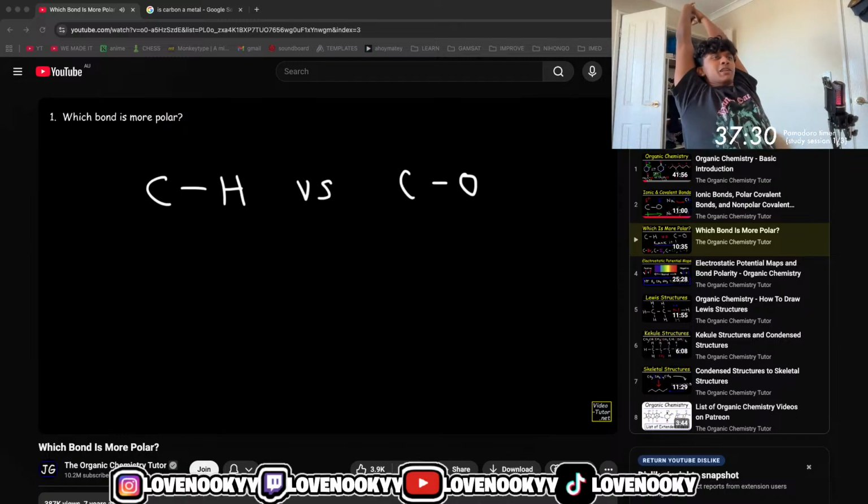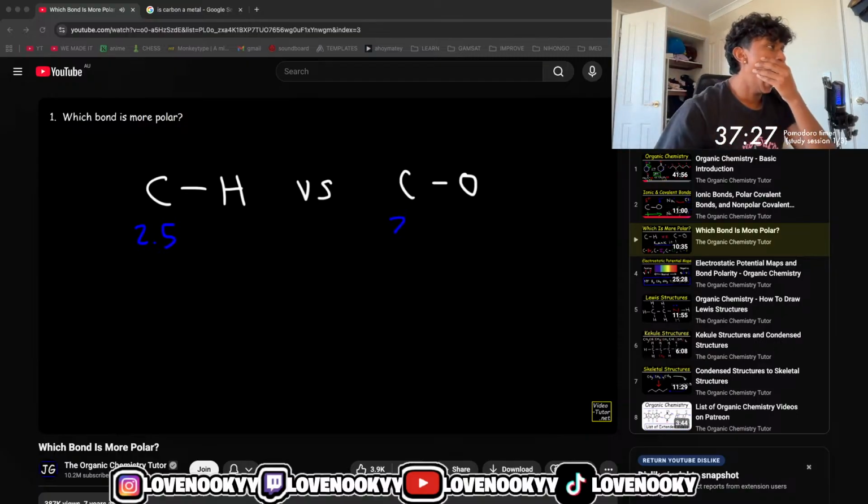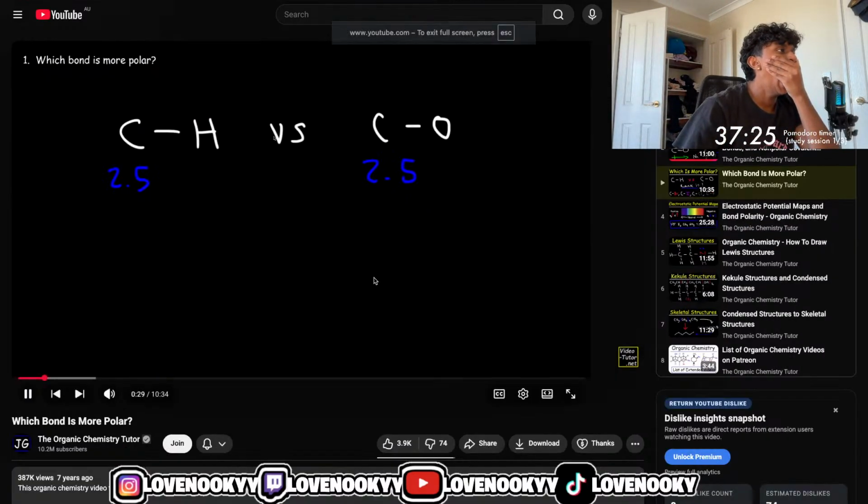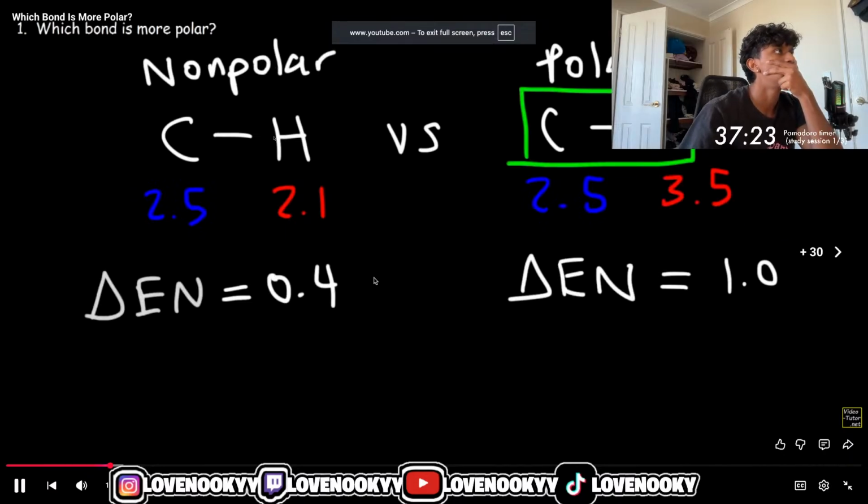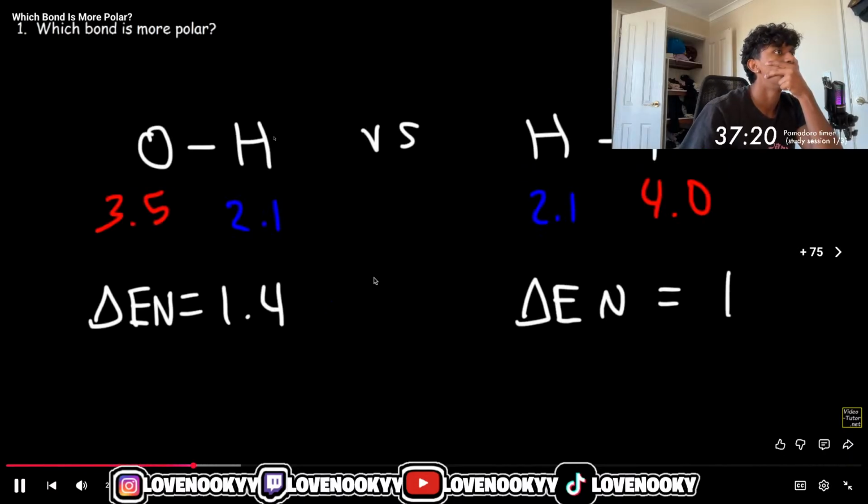Carbon has an electronegativity value of 2.5, and you can look this up in your textbook. Some of the values might be slightly different, but because the difference is 1.0, which is higher, the carbon-oxygen bond is more polar.